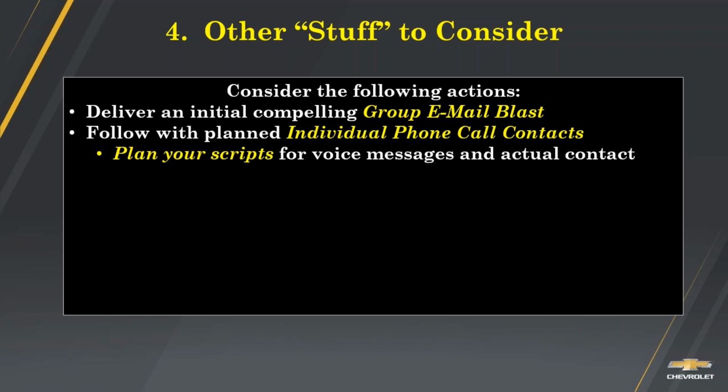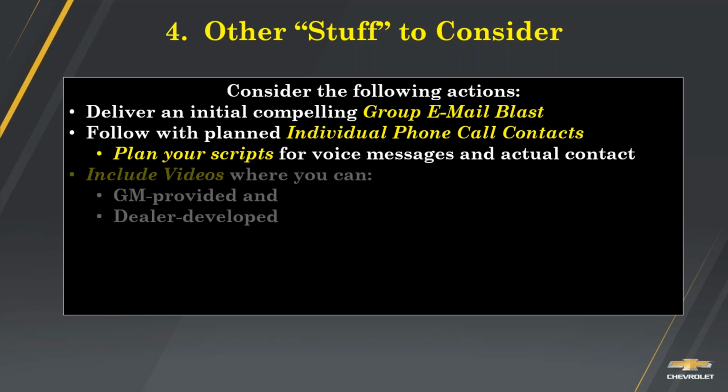Then you follow that with planned individual phone call contacts. You plan your scripts, voice messages, and actual contact. Now you're banging out those phone calls, inviting them to come in for a test drive and get an appraisal of the vehicle for this exciting new 2018 Equinox or whatever it is you're working on. Then again, include videos where you can. You've got GM provided and dealer developed.